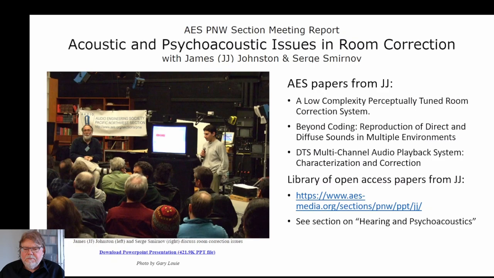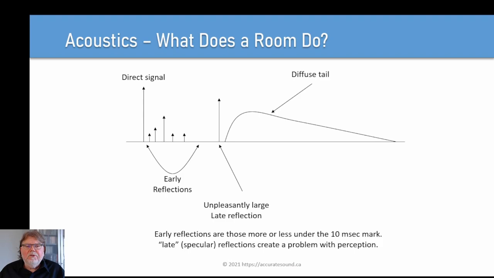This slide is from JJ's presentation. It is conceptually the impulse response in a room. Imagine speakers in a room and you are at the listening position. The first sound to arrive at your ears is the direct sound or the direct signal. Then some early reflections under the 10 millisecond mark arrive. And then we also see an unfortunate late large reflection, which we saw a great example of a couple of slides back. Then there is the broadband decay of the room, also known as the diffuse tail. In JJ's presentation, questions are raised on what do we hear and how do we equalize the sound. I have summarized this in the next couple of slides.